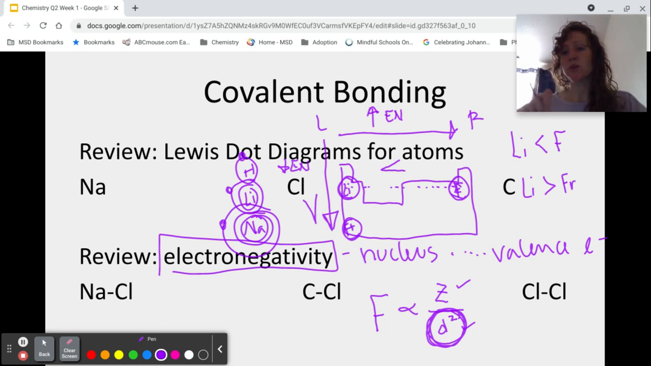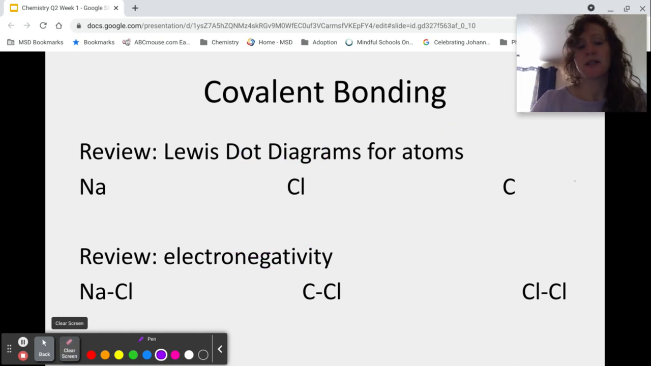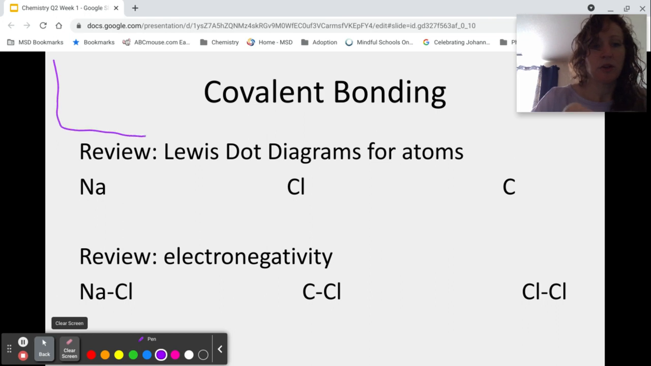Okay, so here's where this becomes important. When we start to look at elements that are bonding with each other, we can predict what type of bond they're going to form by looking at their difference in electronegativity. Let me clear this a second and we'll look at a couple pairs. Okay, so sodium and chlorine, for example. Let's redraw that periodic table so we kind of have a ballpark.